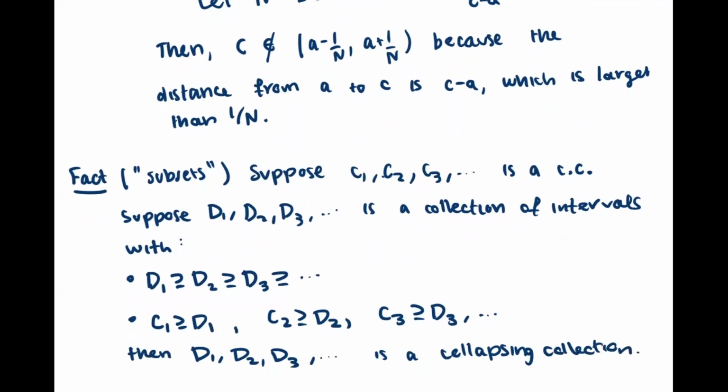Are there questions about this statement? Do we believe this? Basically, it's saying that if C is a collapsing collection, and I take a collection that's smaller in this sense, then that's also going to be a collapsing collection. So why is this true?